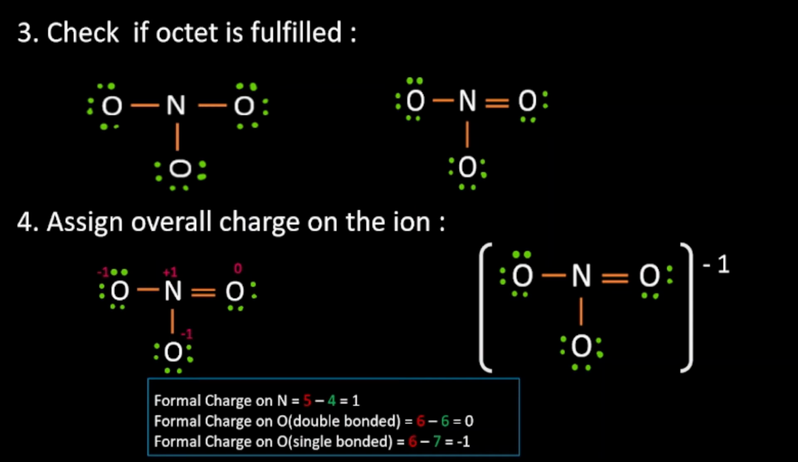I hope you are clear how to write the Lewis structure for positive and negative polyatomic ions. This is a very simple method. You can follow this method and write the Lewis structures for any of the polyatomic ions given.